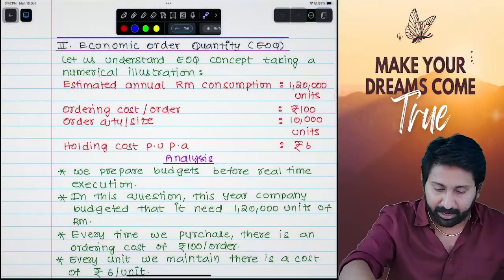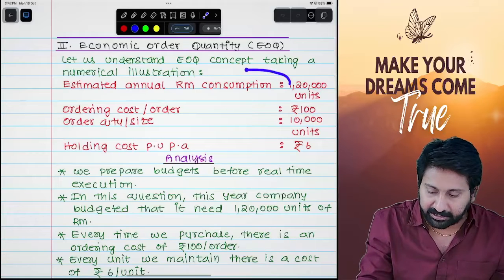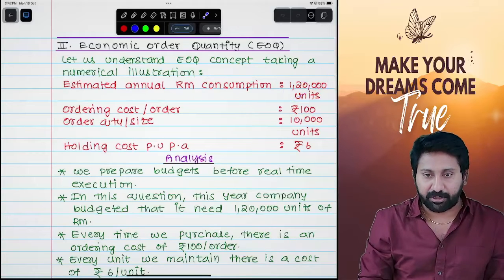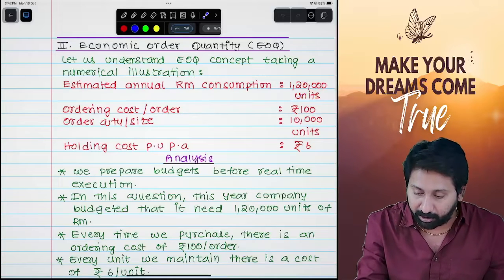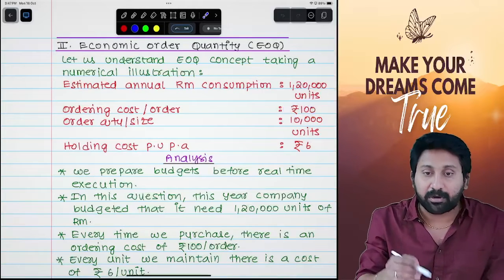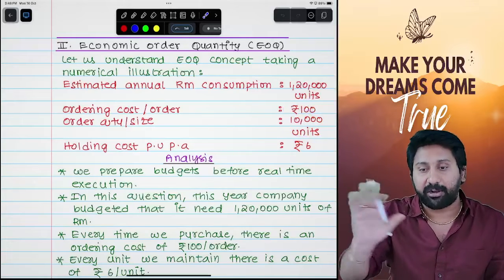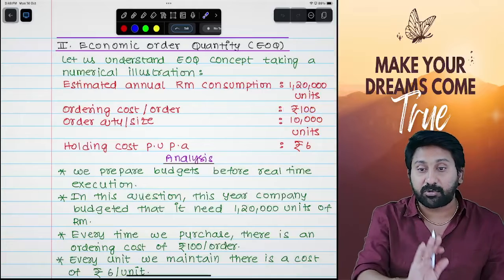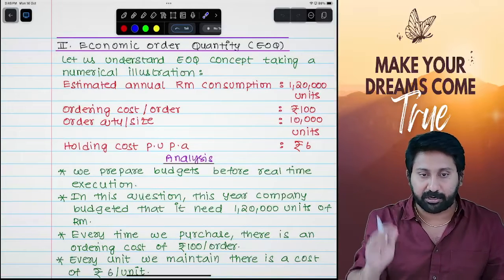See there. Economic order quantity. Estimated annual raw material consumption: 1,20,000 units. Ordering cost per order, not per unit: 100. Ordering quantity size: each order, as of now, we are ordering 10,000 units. Whether that is good or bad, we will check later. As of now, we are ordering 10,000 units per order.